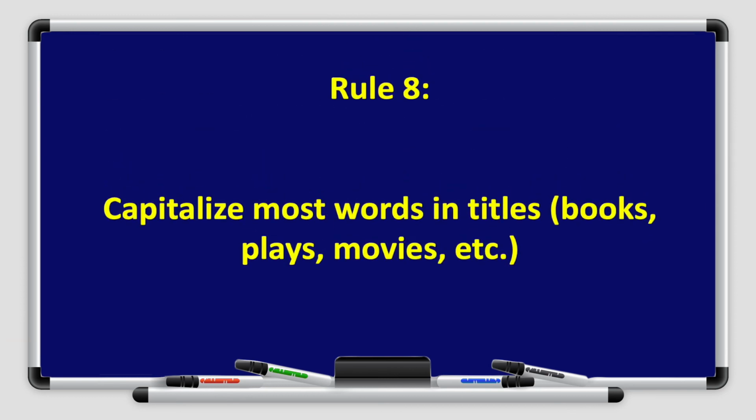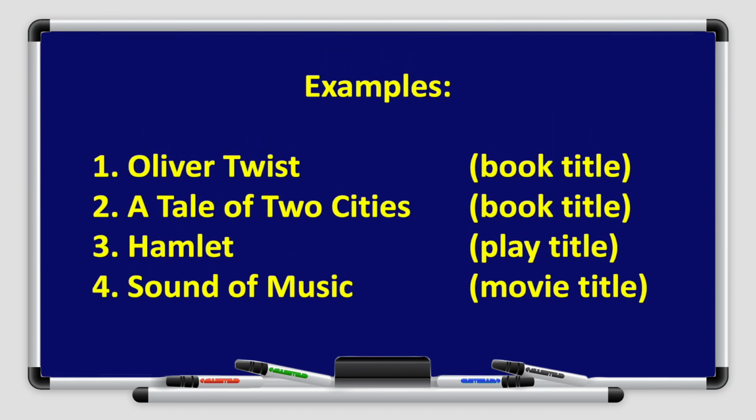Rule number 8, capitalize most words in titles of books, plays, movies, etc. For example, we have Oliver Twist. It is a title of a book, so it's capitalized. We have another title of a book, A Tale of Two Cities. It's capitalized because it's a title of a book. Number 3, Hamlet is a play title. It's also a title. Number 4, Sound of Music is a movie title.